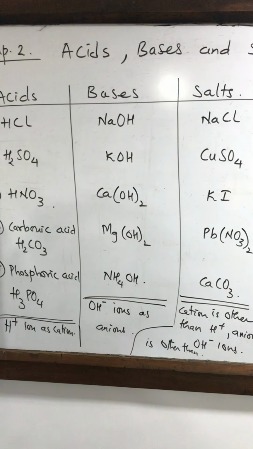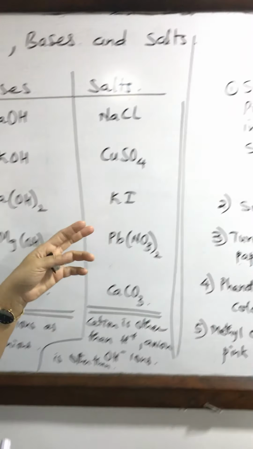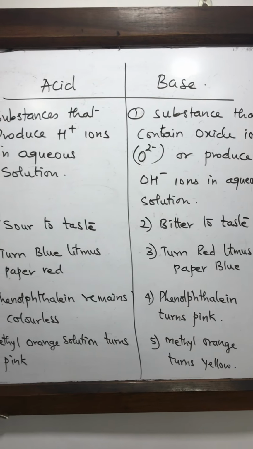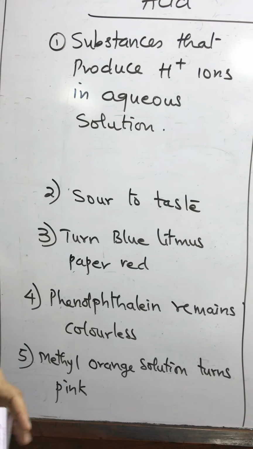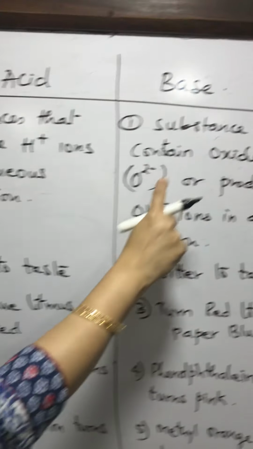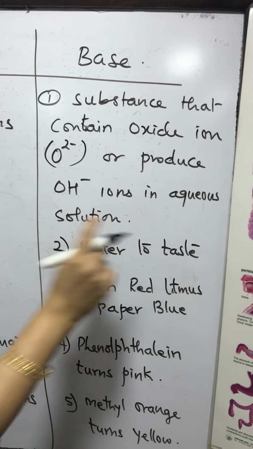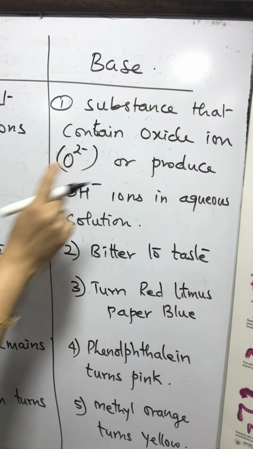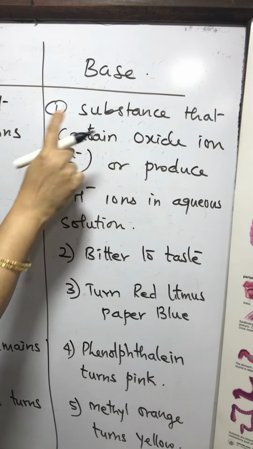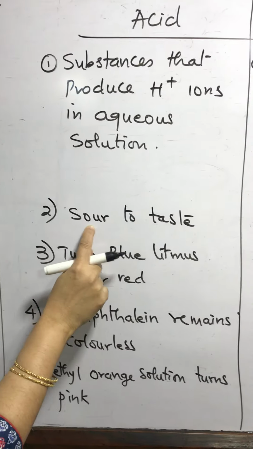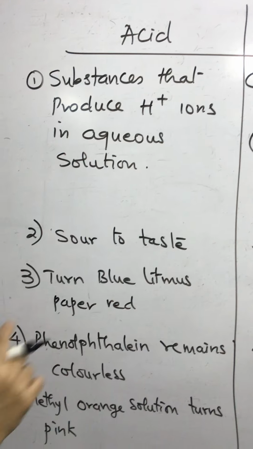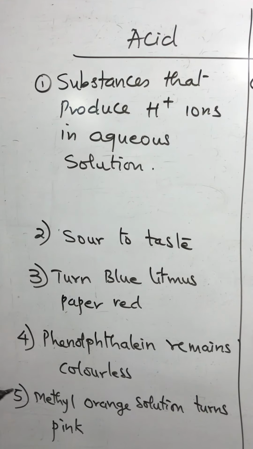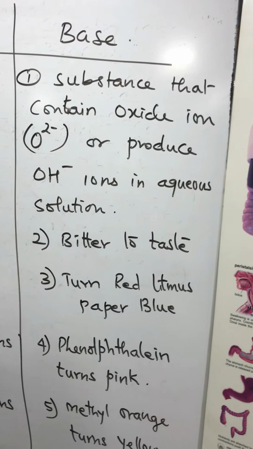Now let us study about the properties of acids and bases. The first is definition of acid. Acids are substances that produce H plus ions when they are dissolved in water, that is aqueous solution. Whereas base will produce hydroxide ions in aqueous solution, or they may be oxides of metals. So those are base. Acids are sour to taste, which you have already tasted. Citric acid that is present in citrus fruits is sour to taste because it is acid in nature. Whereas bases are bitter to taste.